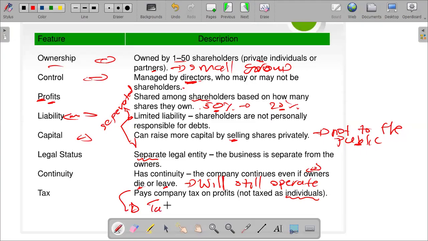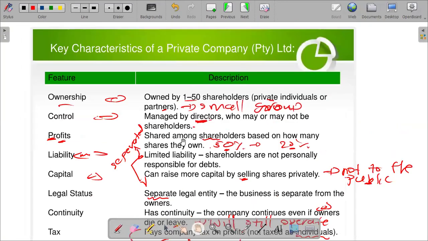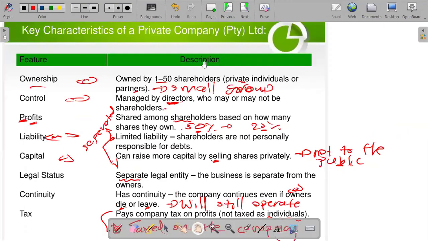Okay, taxed on the company. All right. So basically, that is your whole definition of what a private company is. All right. I hope you understood.